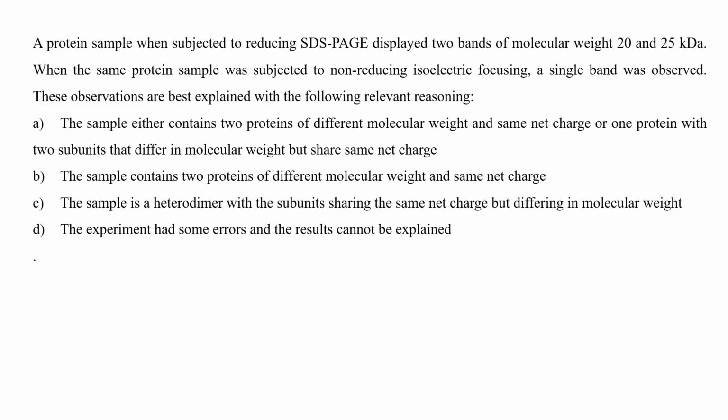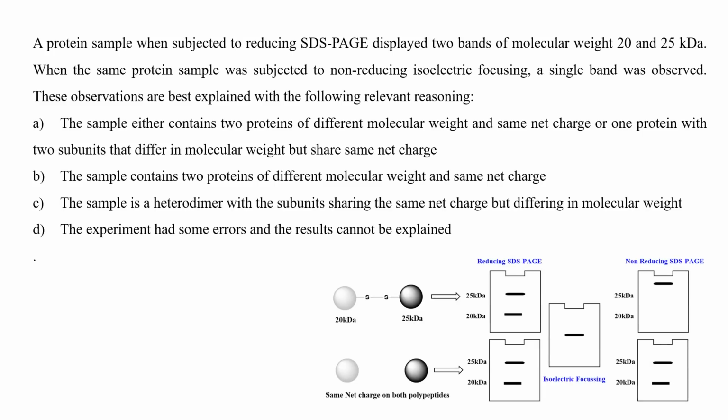Now, to understand this, let's see the figure. If we consider a protein having two subunits, which can be connected with disulfide linkages, and in the next case, there are two proteins having molecular weights of 20 and 25 kD. If you run this protein on reducing SDS page, in the first case, if the disulfide bond is reduced, then the 20 kD and 25 kD will give you two bands.